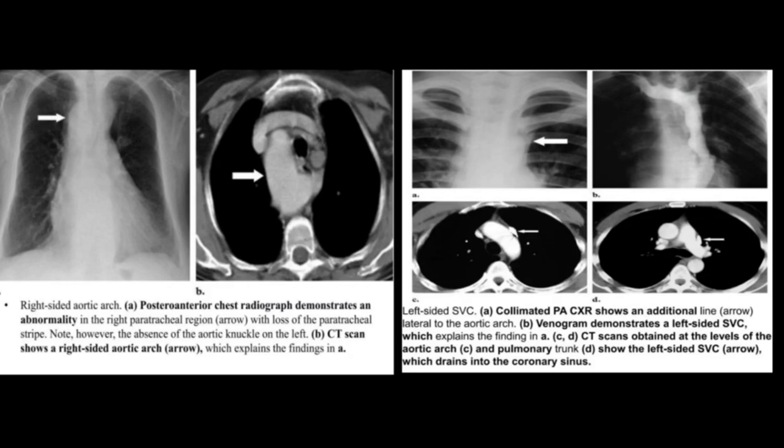So here we can see in the first image there is a right-sided aortic arch, but it looks like there is loss of the right paratracheal stripe. It looks like a mediastinal mass on the X-ray. And in the second image we can see there is a left-sided SVC, and that is also looking like a mediastinal mass. There is mediastinal widening on the X-ray.